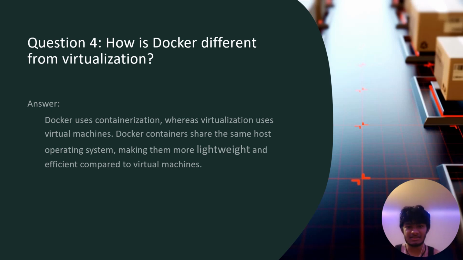Docker and virtualization are different technologies that provide similar benefits of isolation and portability, but they use different approaches to achieve those goals. Docker containers are more lightweight and efficient, while virtual machines provide more isolation and separation between different operating systems. It depends on the specific use case and requirements which technology is more suitable.